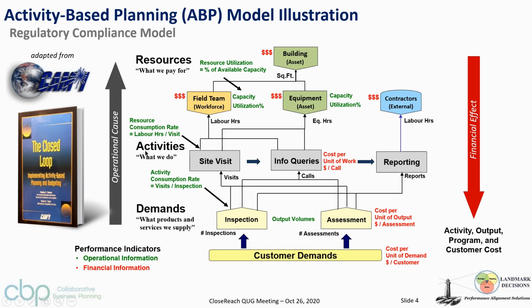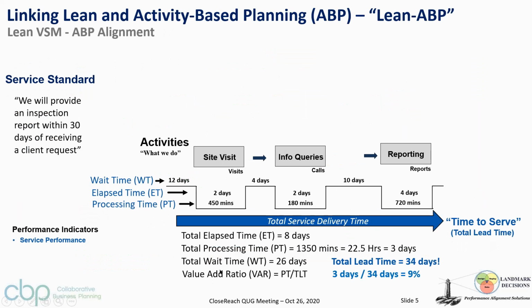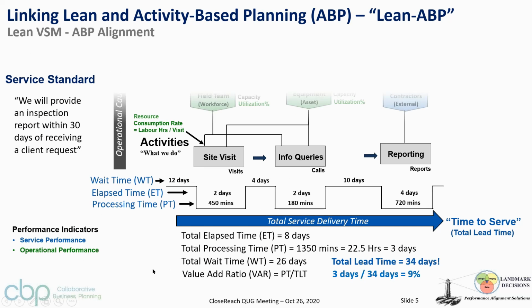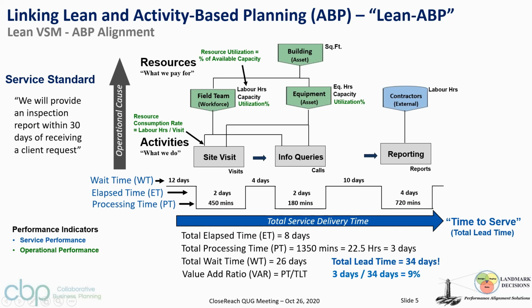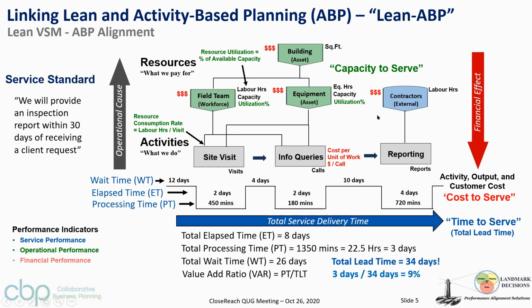It kind of goes up and down to close that loop. With Lean, practitioners do a great job of mapping this all out with their value stream maps. Now what we can do with CBP is that same visualization. We can load it with our resource requirements to do those activities and get at the capacity to serve. And because we can handle the financials as well, we can actually get at the cost to serve.